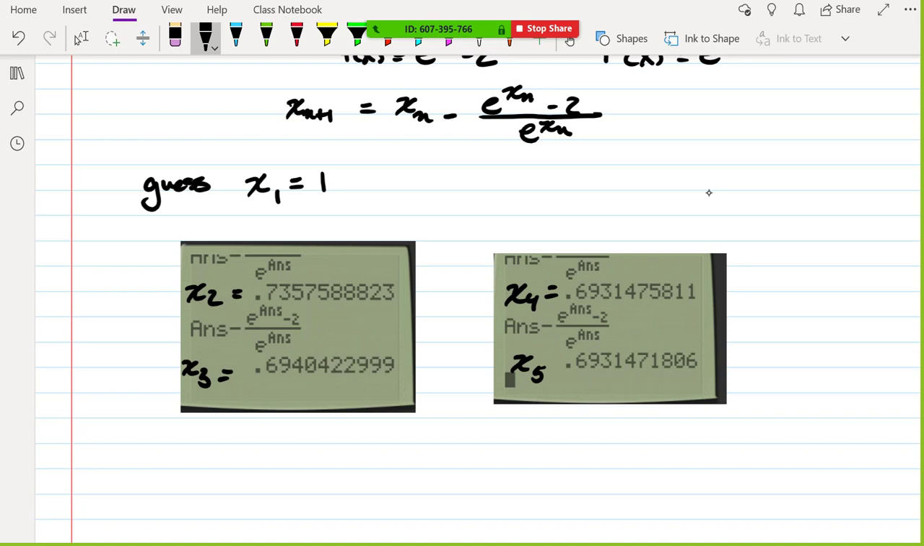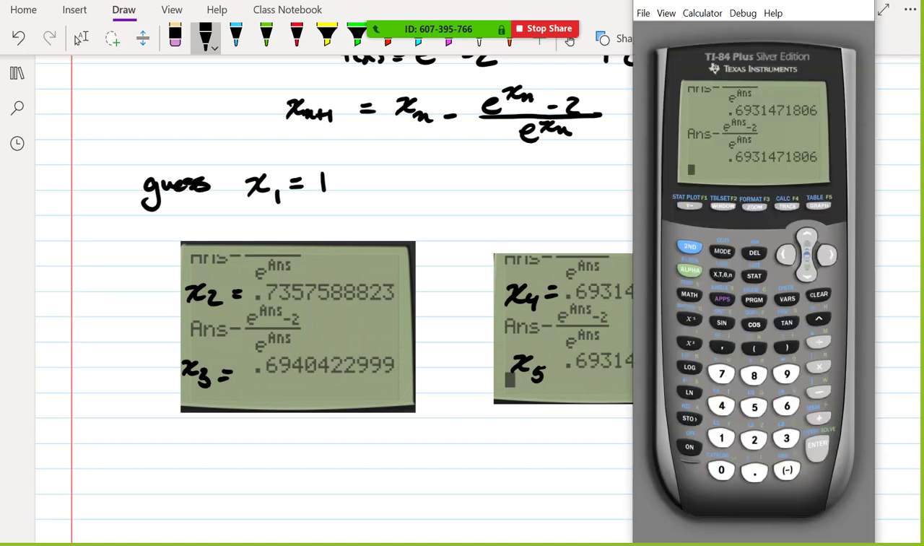But now if I compare x4 and x5, the first digit's the same, second digit, third digit, fourth digit, fifth digits. Sixth digit is the same. So the first 6 digits of this are accurate, and we check. It was actually even more accurate than that, because if we compare these two, it's actually accurate to 1, 2, 3, 4, 5, 6, 7, 8, 9, 10 decimal places. And if we ask our graphing calculator, you notice it will tell us exactly the same number, that's what the natural logarithm of 2 is.